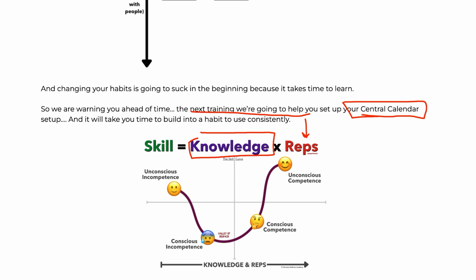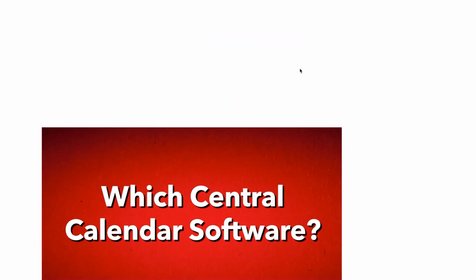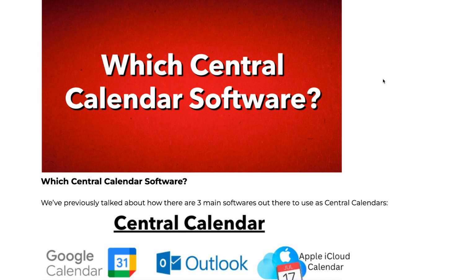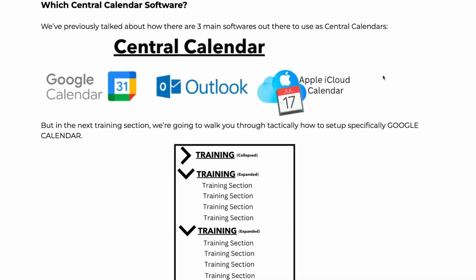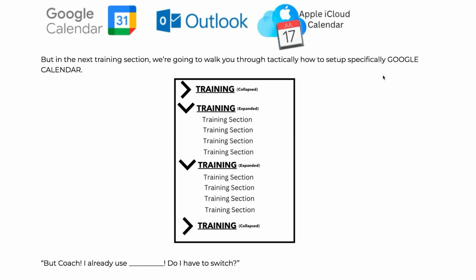And so before we actually get into that next training section and walk you through that setup, I want to clear up right now which central calendar software you are going to be using. We previously talked about how there's Google Calendar, Outlook, and Apple iCloud Calendar. But in the next training section, we're going to be specifically walking you through how to set up Google Calendar. Okay, so Google Calendar is the one we are going to walk you through in the next immediate training section to get set up.